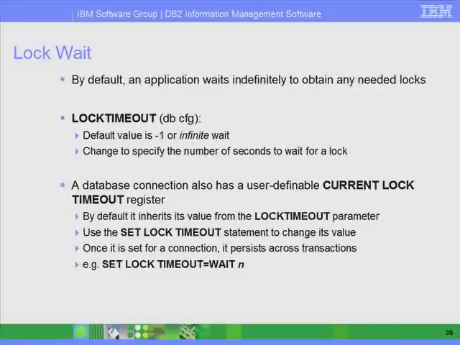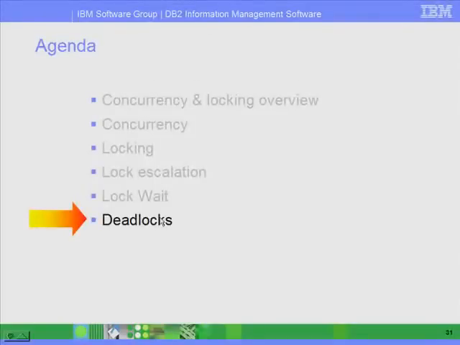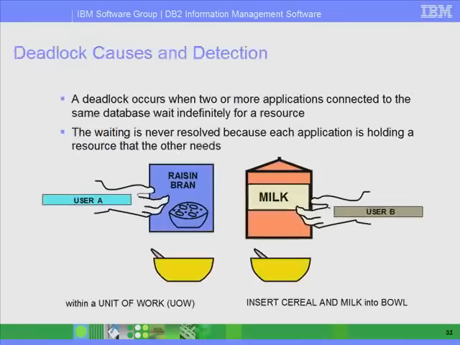You could set lock timeout to 30 seconds, and then after 30 seconds the application will get an error message saying that there is a lock timeout. You can also use a special register, CURRENT LOCK TIMEOUT, and that's for a particular connection only. Now we can move on to deadlocks, and at the end of this presentation I'm going to give you some demos of how lock wait works, using UR for example for one statement, and also examples of a deadlock. So what are deadlocks?